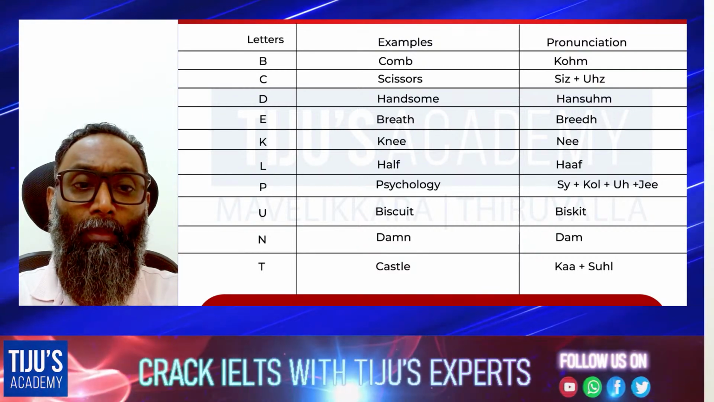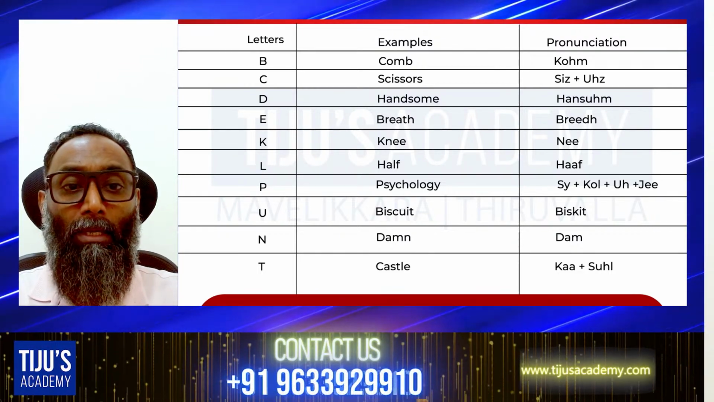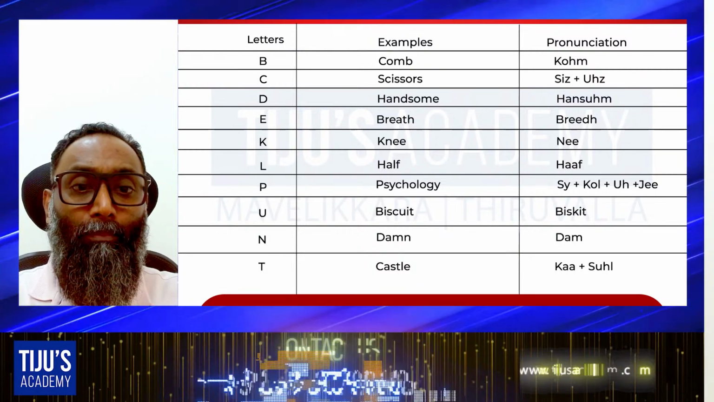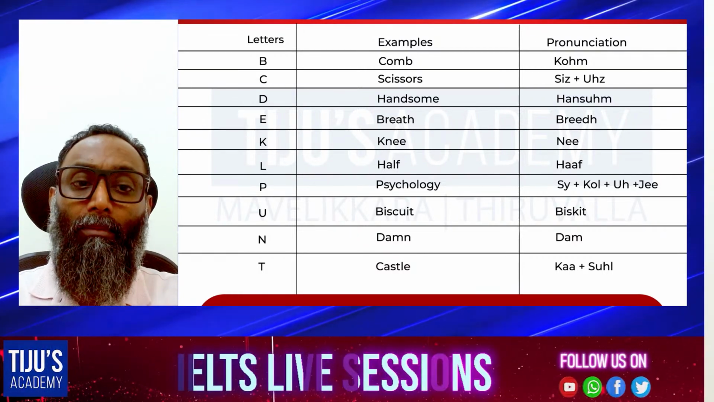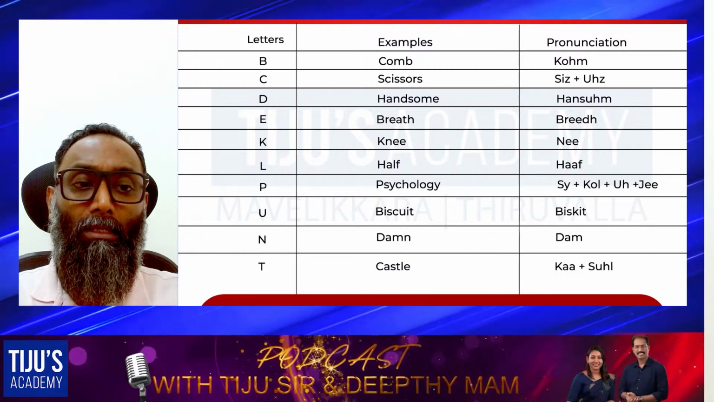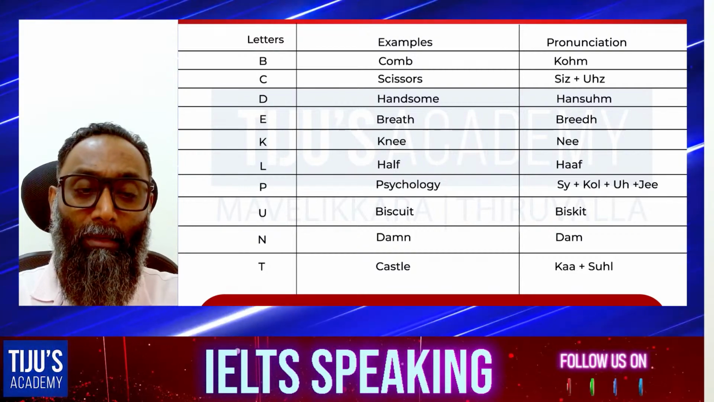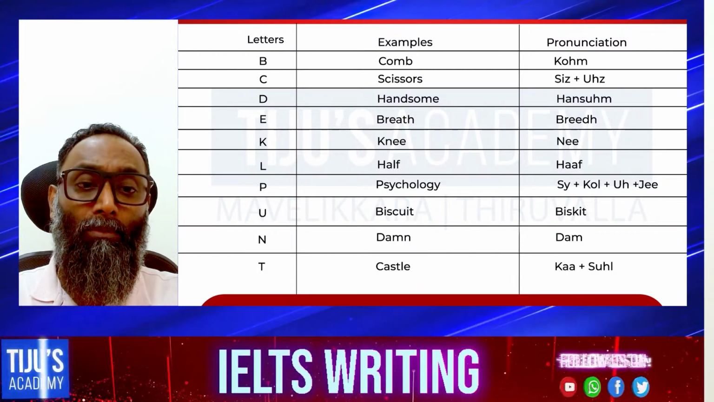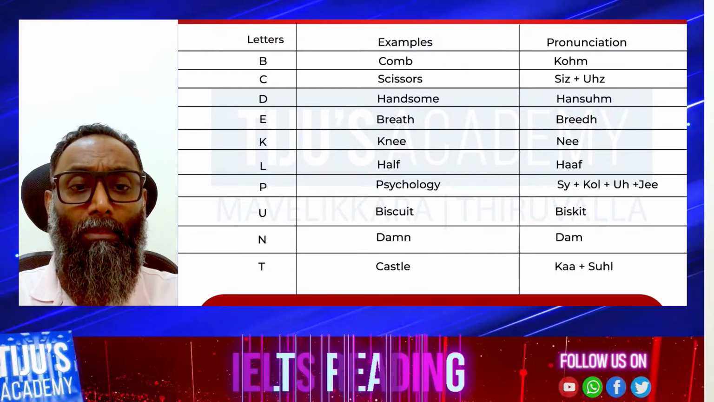Same thing with the letter P. As I mentioned before, when we pronounce psychology, it's psychology. The P is silent there. Likewise with biscuit, even though it's written as B-I-S-C-U-I-T, the U is silent here. It's pronounced as biscuit. Now the word damn, D-A-M-N, but when you pronounce it, the N becomes silent. The N is not pronounced. It's just dam.